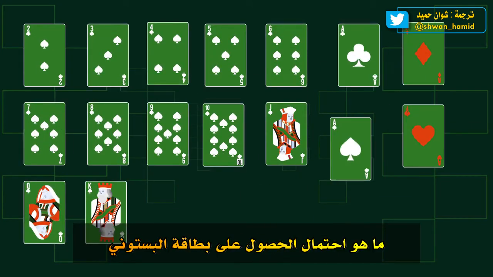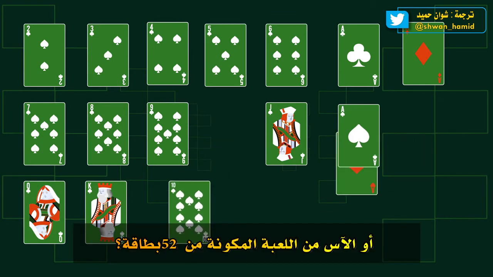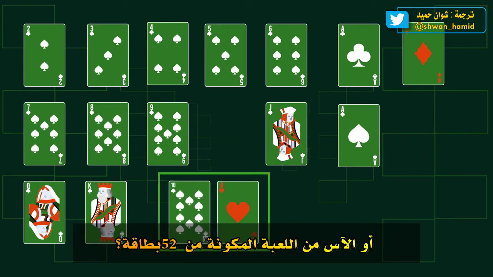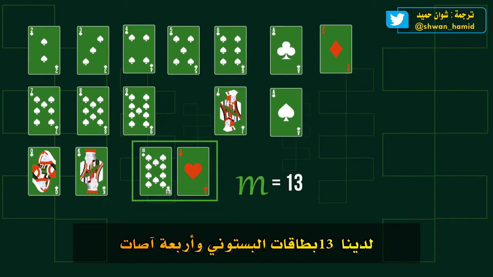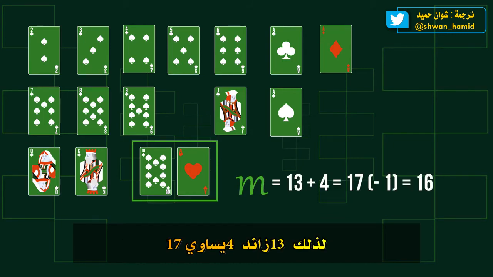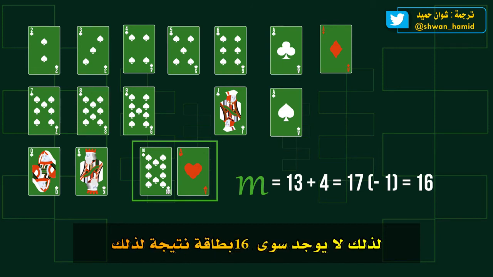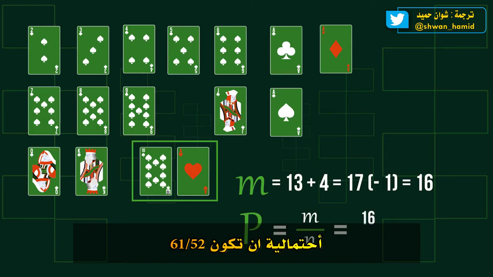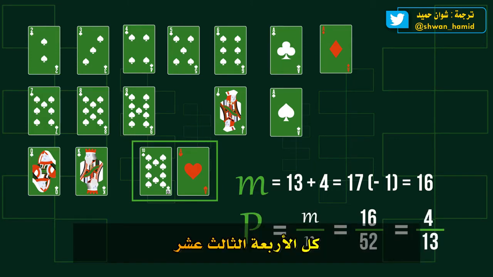Another example, what's the probability of getting a card of spades or an ace from a standard 52 card deck if we get one out blindly? How many cards satisfy our event? We have 13 spades cards and 4 aces, so 13 plus 4 is 17. But we counted ace of spades 2 times, so there are only 16 cards. As a result, our probability is 16 over 52, or 4/13.